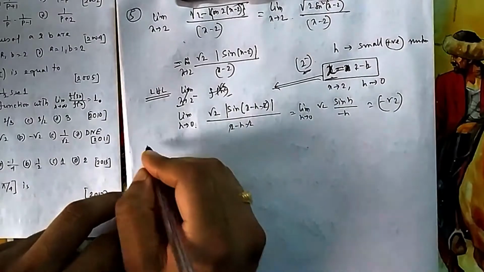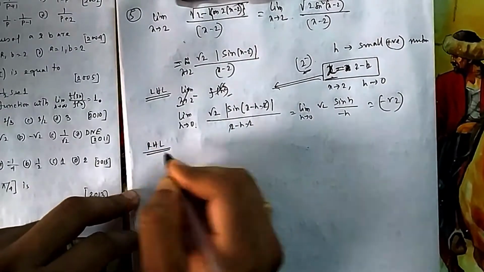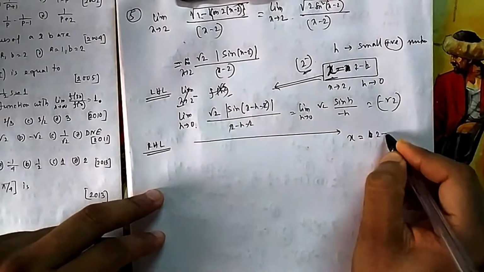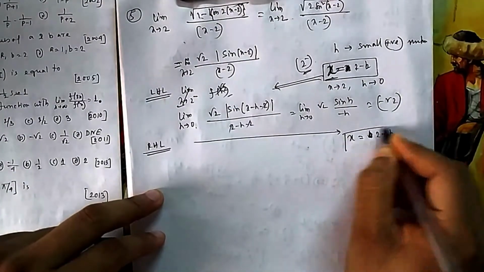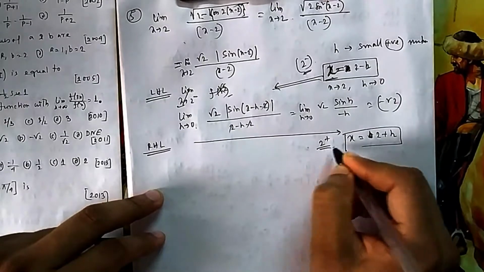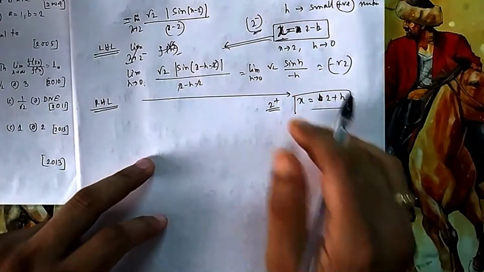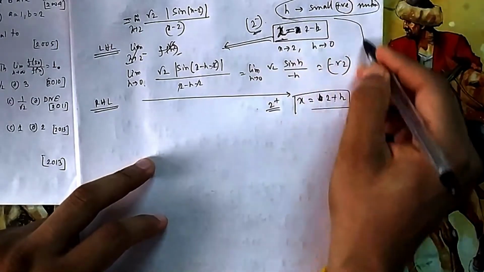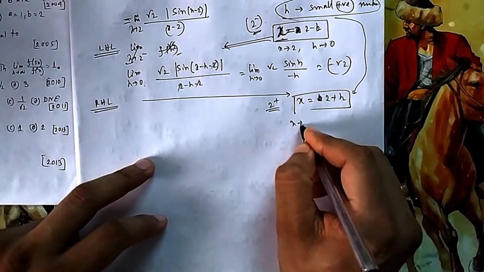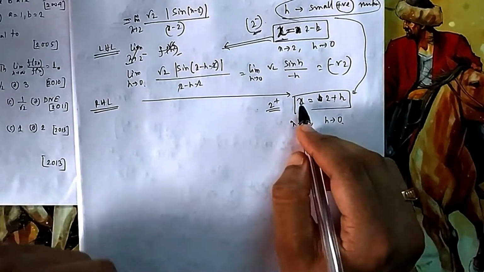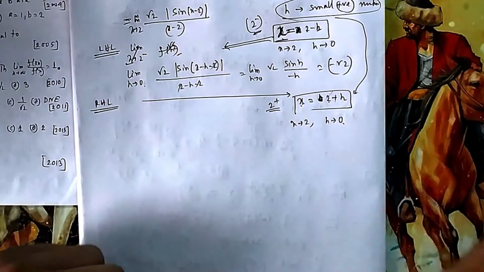This is your LHL. So if you go to RHL, what will we do in RHL? In RHL we take x equal to 2 plus h, because you are going to 2 plus, a little greater than 2. So if you add h now, it will cross 2. h is a very small positive number in both these cases. So that's why if x goes to 2, then h will always go to 0, because it is very close. If it is 2, then the 2 gets cancelled, then h is 0.